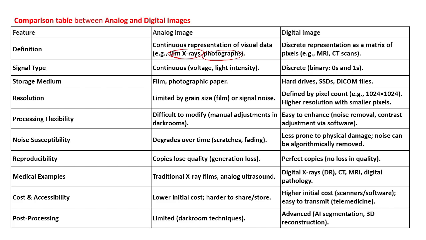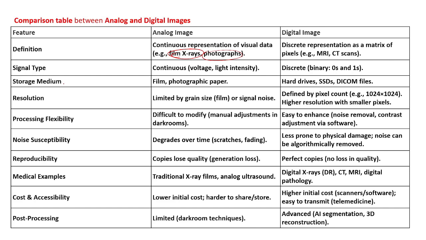Now we discuss digital image processing. The digital image is a discrete representation as a matrix of pixels. Any type of image we can see on monitors, our mobile phone, or any kind of digital display is a discrete representation of a matrix. So that is called a digital image. It is made of so many pixels.